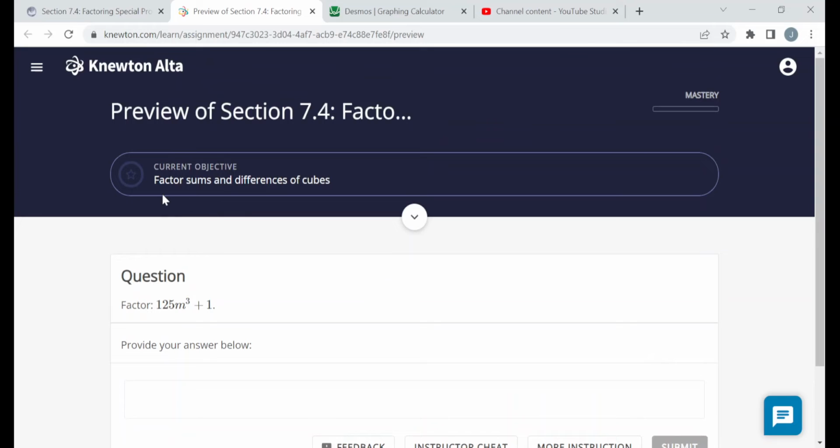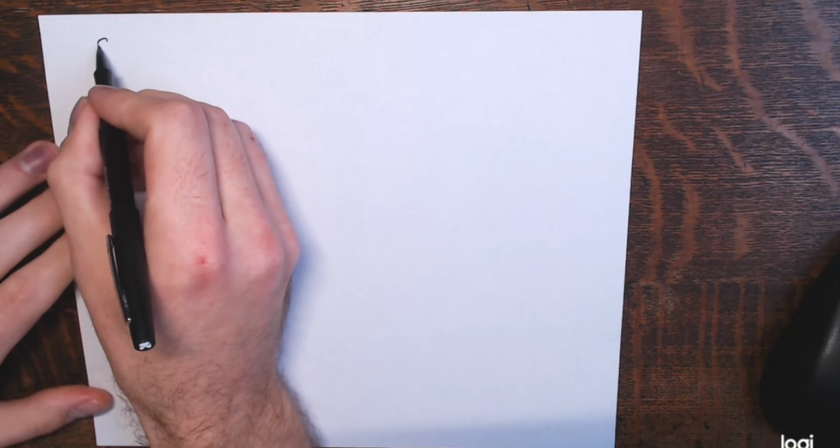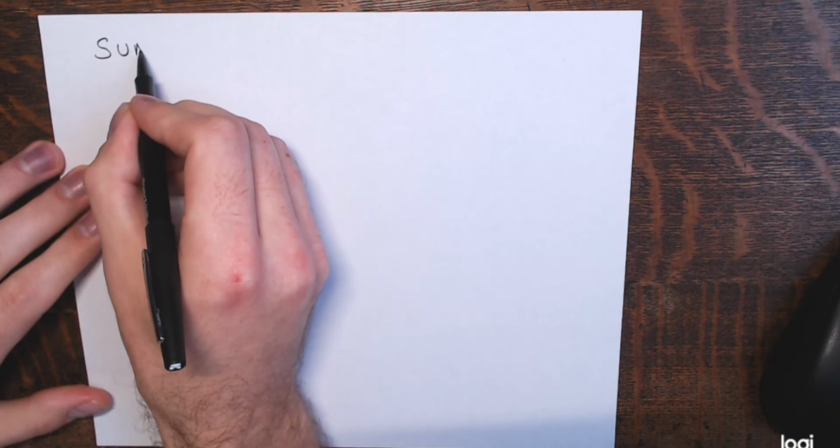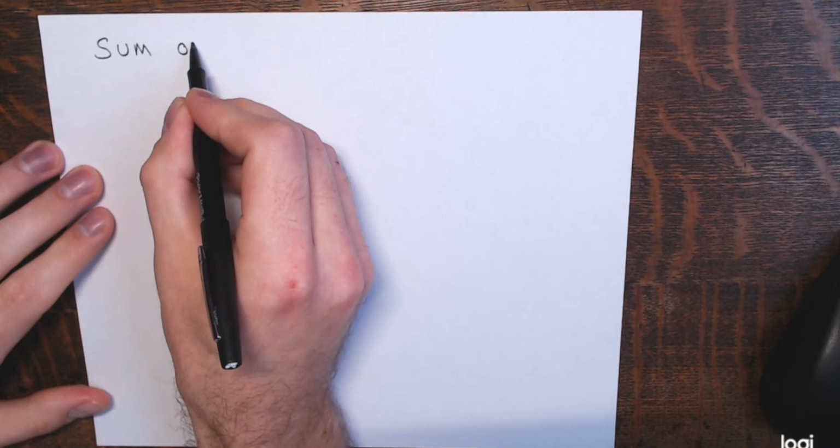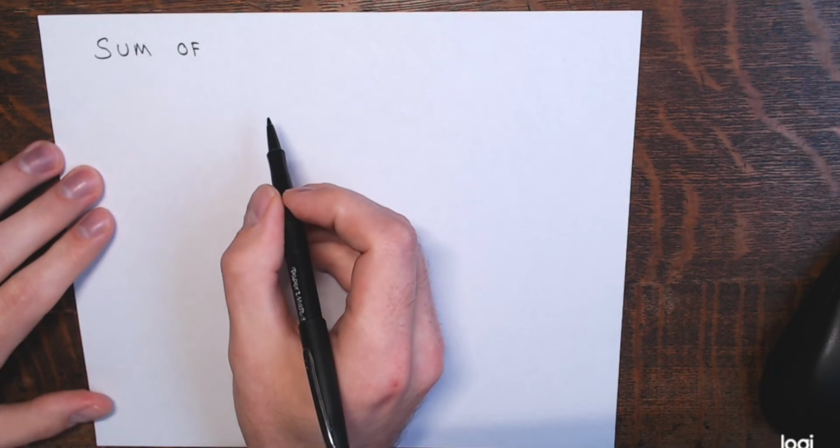Alright, so the first objective I'm looking at is factor sums and differences of cubes. Alright, so these are very special polynomials with 2 terms, very special binomials that you'll be able to factor. So first I'll talk about a sum of cubes, and then factoring a difference of cubes is very similar.